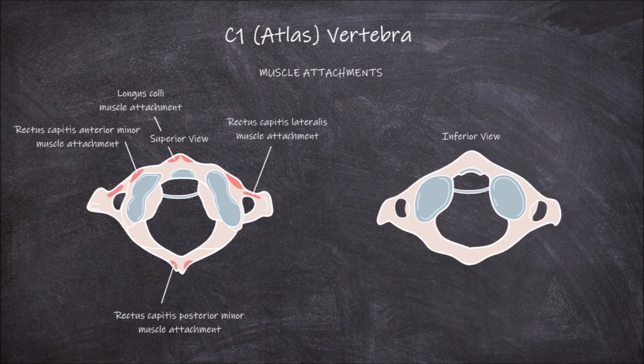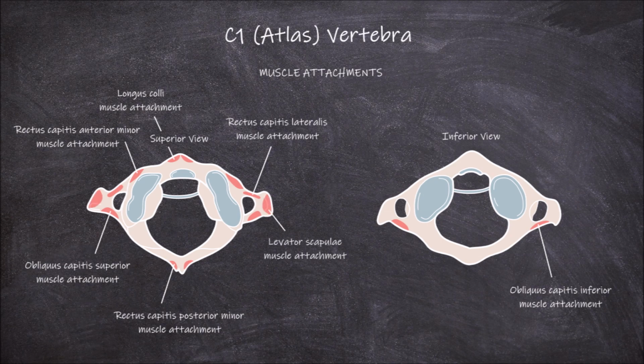The rectus capitis lateralis muscle originates from the superior surface of the transverse process of this bone. The obliquus capitis superior muscle originates from the transverse process of this bone. The obliquus capitis inferior muscle inserts onto the transverse process of this bone. A slip of the levator scapulae muscle originates from the transverse process of this bone. A slip of the splenius cervicis muscle inserts onto the transverse process of this bone. And finally, a slip of the scalenus medius muscle originates from the transverse process of this bone.